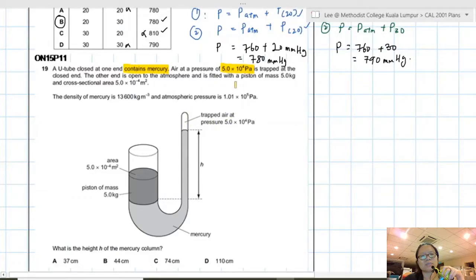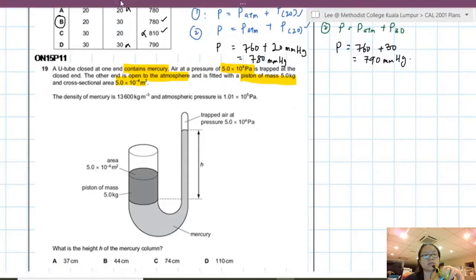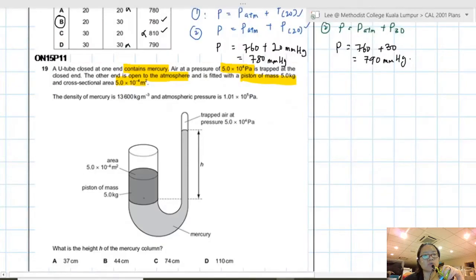We are still doing the same thing. There's some trapped air, so one end is closed and the other end is open. You are given the density of mercury. And then there's also a piston that is applying pressure downwards. Okay, same height, same pressure, A equal B. I think you get the point already. So many questions, all the same.